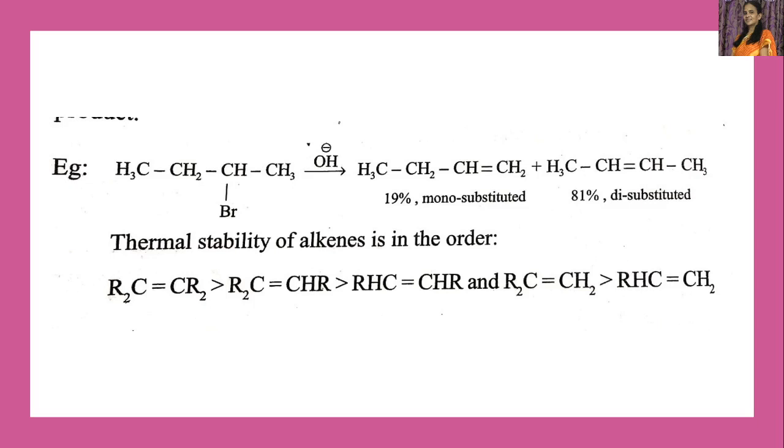So when the double bond has more substituents, it is more stable. R2C double bond CR2 is more stable than R2C double bond CHR. That is, 3 substituents is more stable than 2 substituents. Whether the 2 substituents are different or the same, all are equally stable. Here only one substituent is present on this doubly bonded carbon, therefore this is less stable. So when the alkene is more substituted, it is more stable. If it is less substituted, it is less stable.